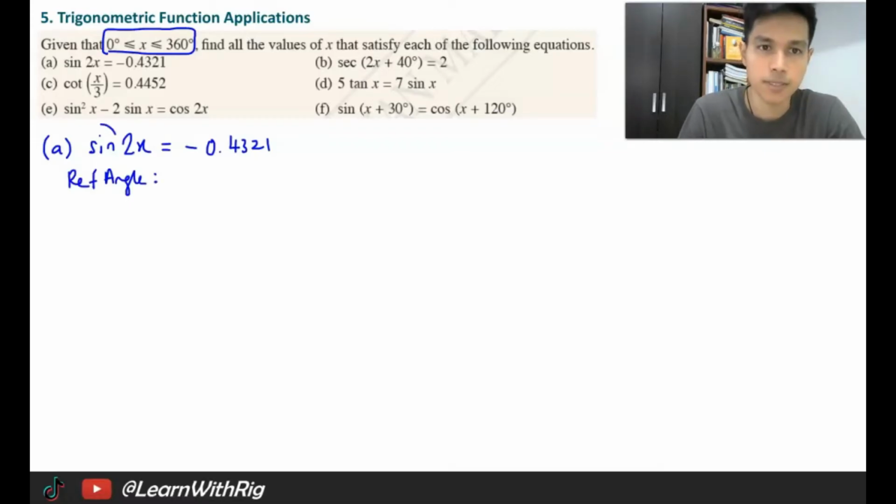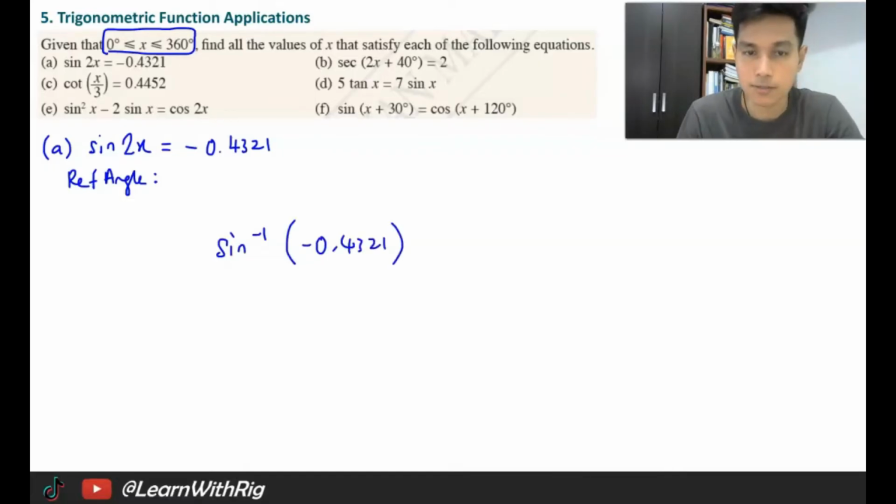So the reference angle is found by taking the shift, or if it's cos, then you take cos, tangent, you take tangent, you shift to the opposite side, so you get the inverse. You get sine inverse of negative 0.4321. Now, although it is like this, I usually don't write the negative. Why? Because I'm only finding the reference angle, so I don't need the negative. The negative is only there to tell me which quadrant this is going to be in. Because negative means you find the negative side of sine.